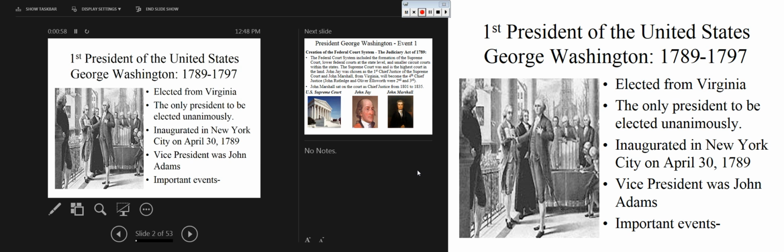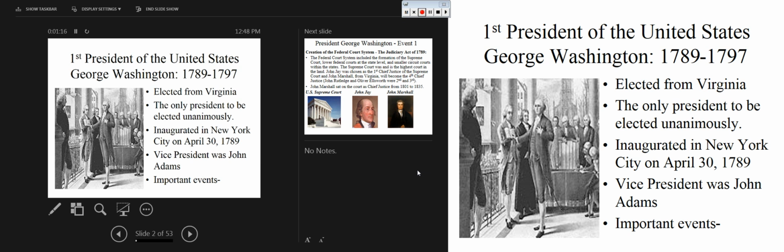So, first president, George Washington, elected from Virginia. He's going to set the 2-term precedent. He'll be our only president to be unanimously elected. Remember, he is elected through the Electoral College. We'll talk a bit more about the popular vote as we move forward.